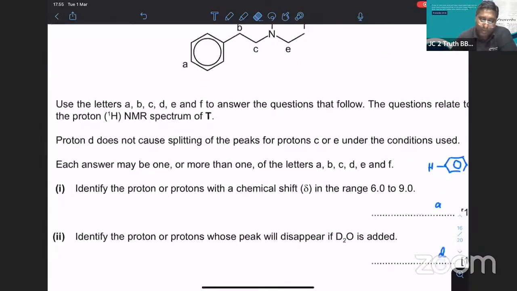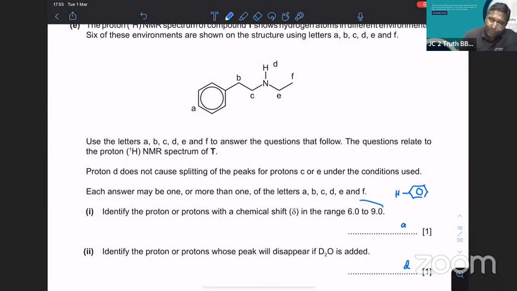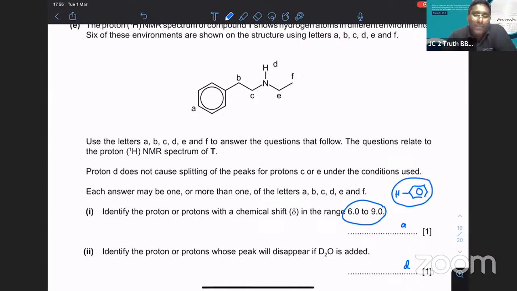Here, identify the proton with a chemical shift of 6 to 9. If you look at the data booklet, you will see that any proton attached to a benzene ring falls there. I already checked for you. This is the proton attached to the benzene ring, so we are talking about A. So I put A.